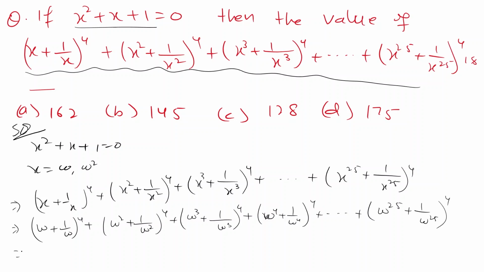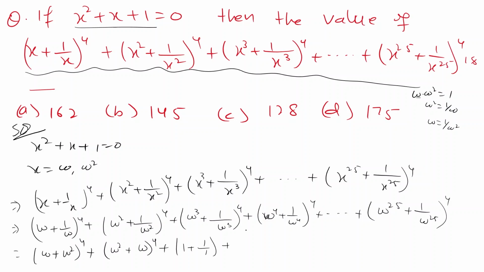So here, students, 1 by omega is omega square, because the product of cube roots of unity is 1. So omega square is equal to 1 by omega. So 1 by omega is replaced by omega square. So omega plus omega square whole to the power 4. Again, 1 by omega square, simply transposing, omega is equal to 1 by omega square. So here is omega square and omega to the power 4. Omega to the power 3 is 1 and this is also 1.